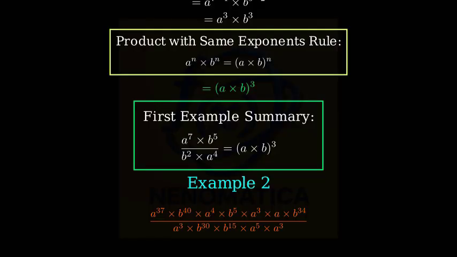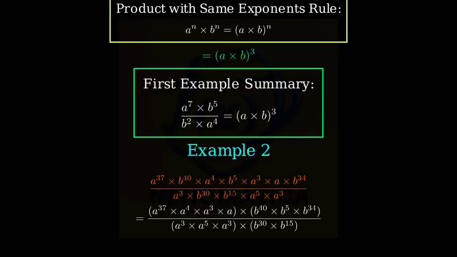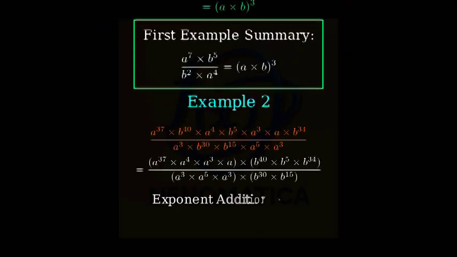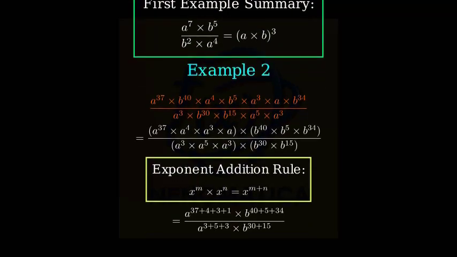For our first step in this complex problem, let's group like terms. We'll group all a terms in the numerator together, all b terms in the numerator together, and do the same for the denominator. For our second step, we'll use the exponent addition rule. This rule states that when multiplying terms with the same base, we add the exponents. a to the m times a to the n equals a to the power of m plus n.